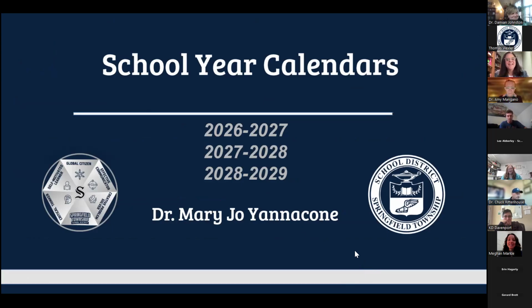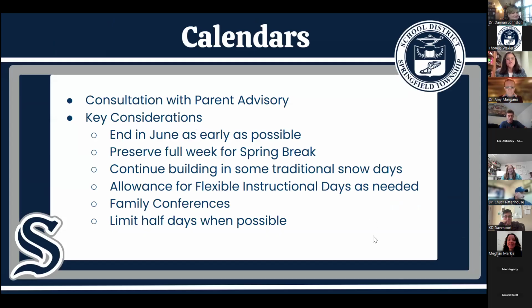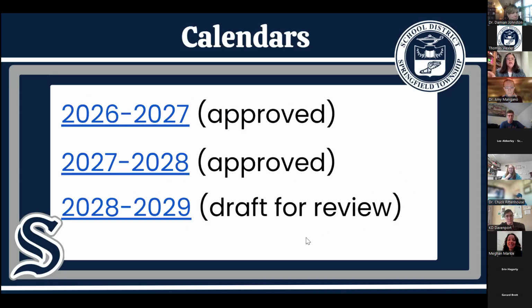Thanks, Dr. Johnston. If you'll advance the slide, just one, I'll talk a little bit about our annual review of the calendar. As you know, or maybe perhaps you don't know, we have been trying to stay 3 years out on the planning for the school calendar. And so we have 2 calendars that have actually been previously approved, next year's and the following year's calendars. And then we have 28, 29, a draft to review with you. If this committee approves, we will bring it to the full board next week for board approval.